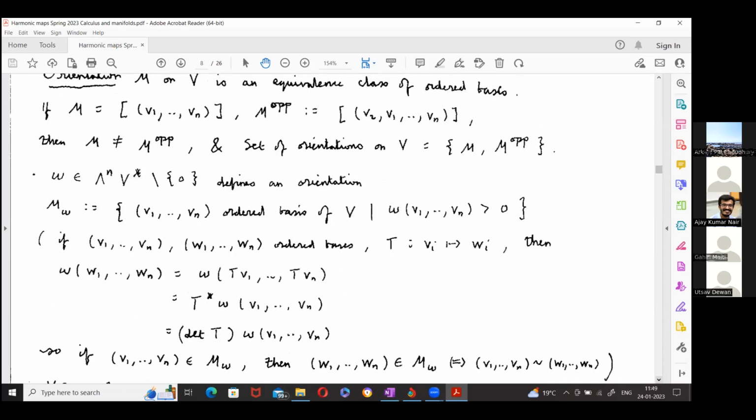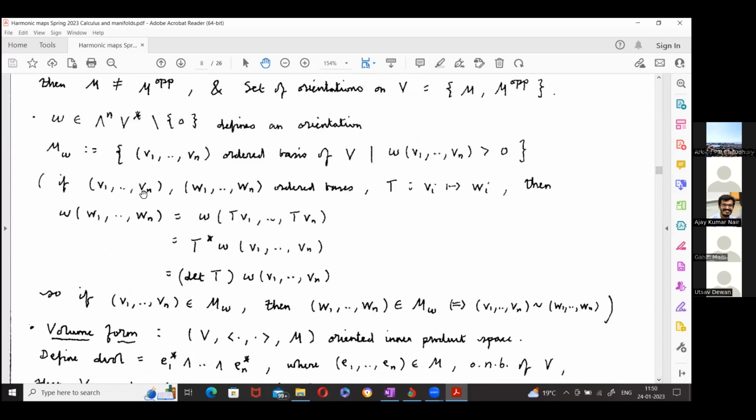So why is this an orientation? Because if I take two ordered bases V1 to Vn and W1 to Wn, and if I let T be the unique linear map which takes Vi to Wi, then what is omega of W1 to Wn? This is omega of TV1 up to TVn. That by definition is T star omega acting on V1 to Vn. And T star omega is det T times omega of V1 to Vn, right?